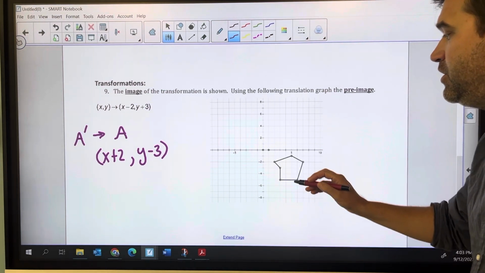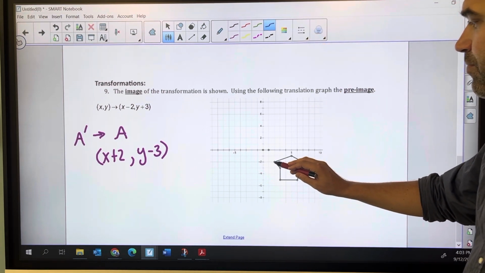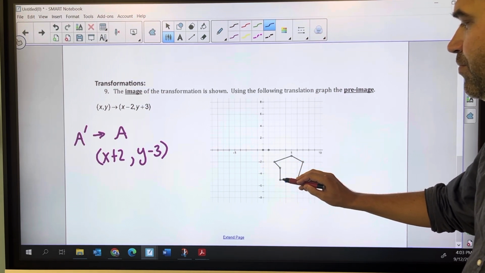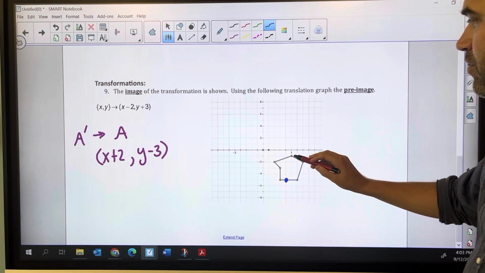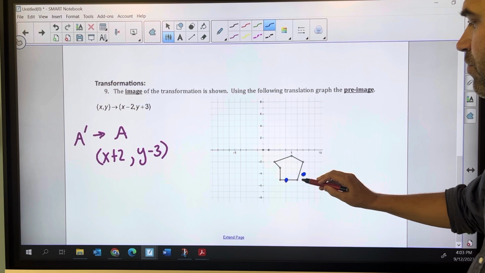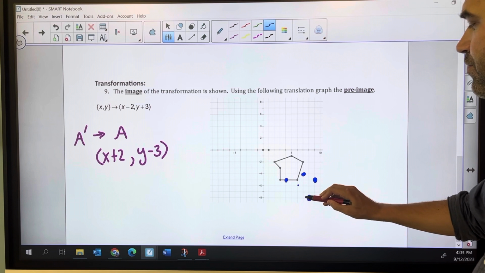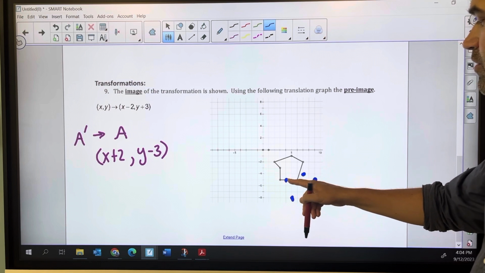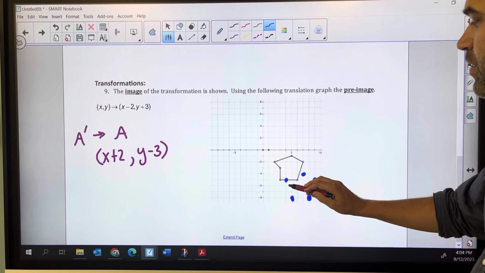I'm going to map each of these points, and let's see. So I'm going to go down 3, 1, 2, 3, then to the right 2, and that's that point. Then this point, I'm going to go down 3, 1, 2, 3, and then to the right 2. And those bottom ones you can see line up.